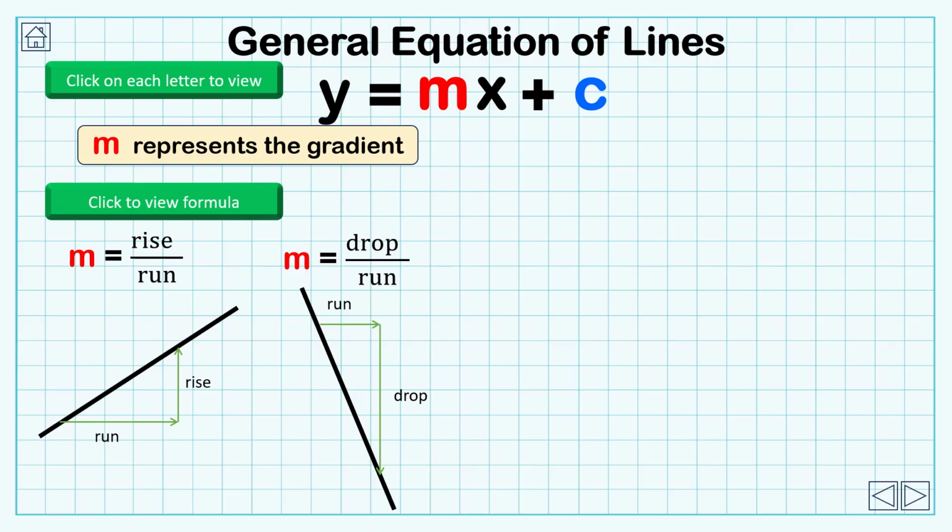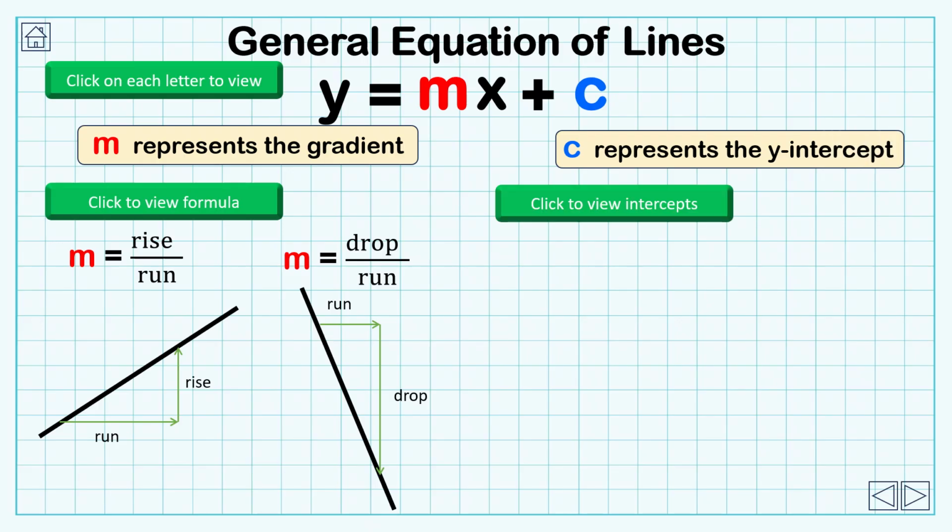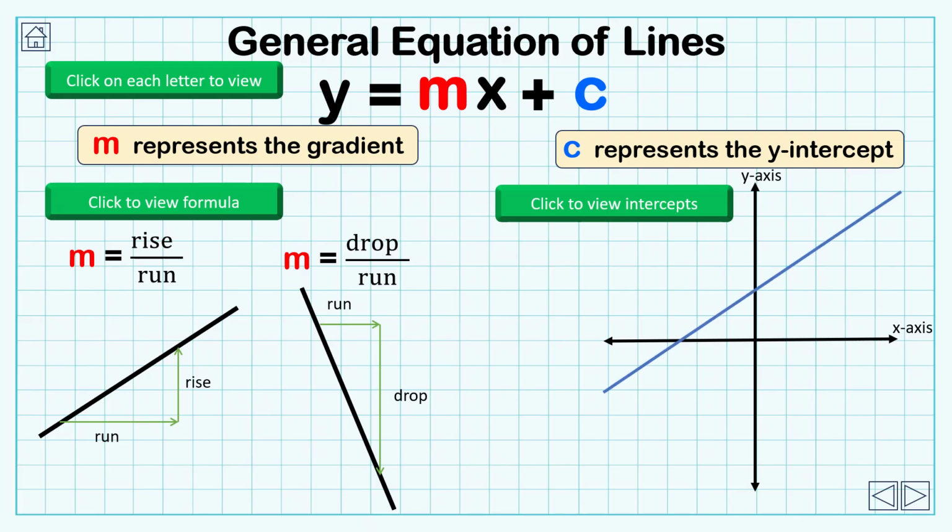Now let's move on to c. What is c? c represents the y-intercept. And let's look at where y-intercepts exist. Now on the grid, you can see the axes drawn, and we now have a line, the blue line. And guess where the y-intercept could be? Yeah, that is where the line crosses the y-axis.